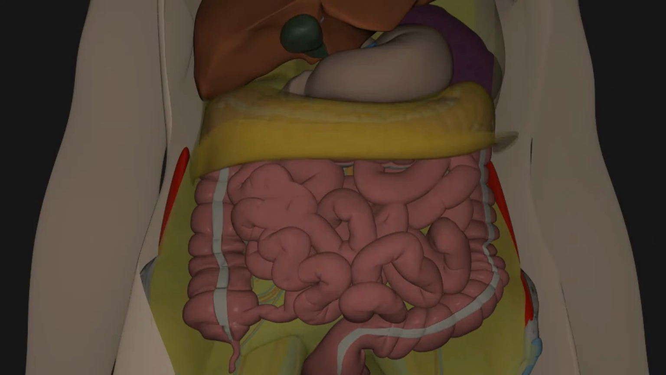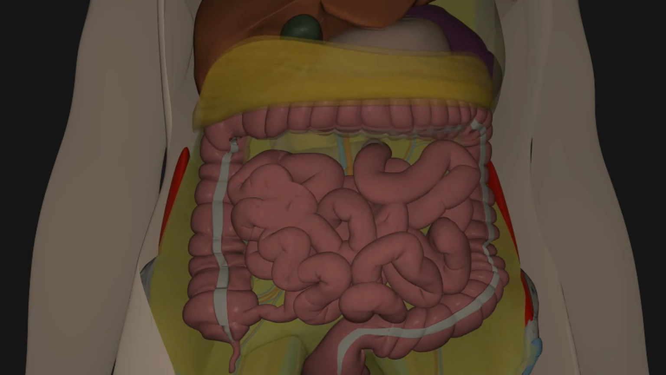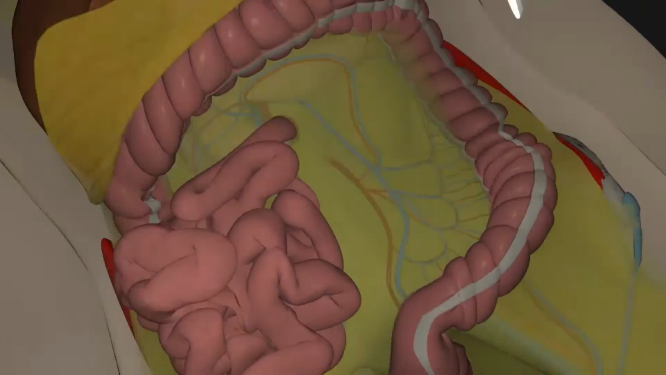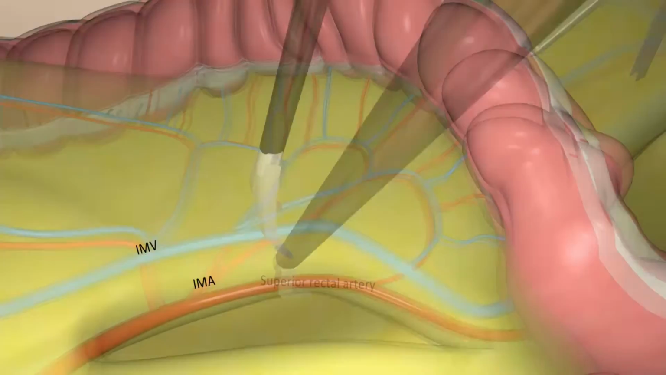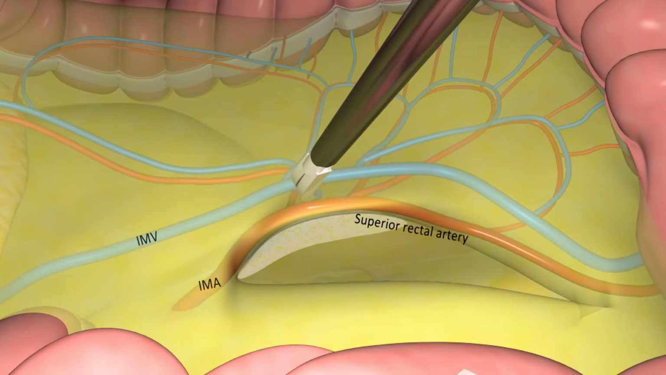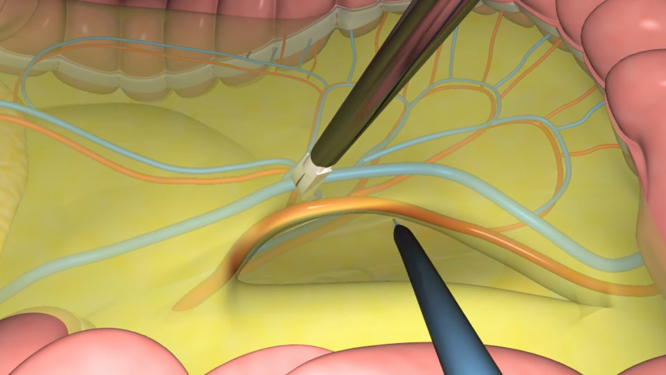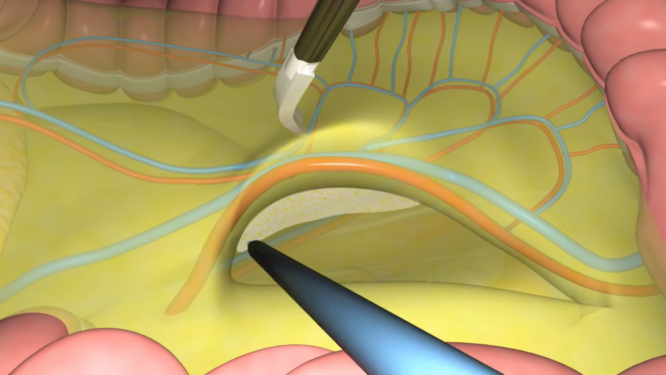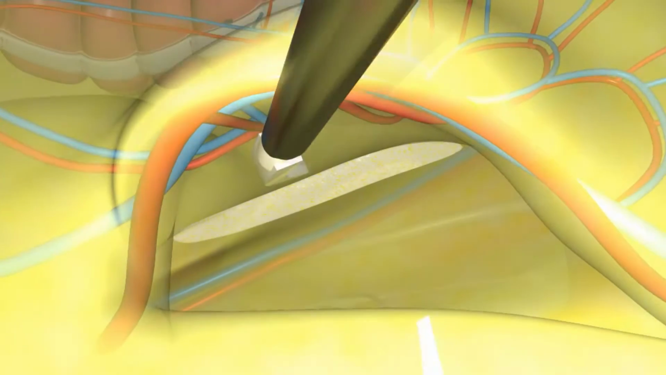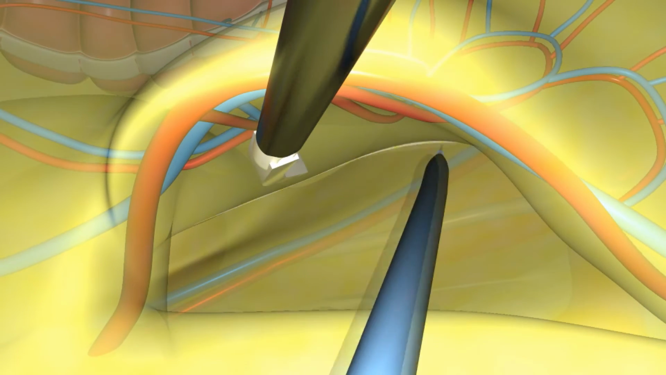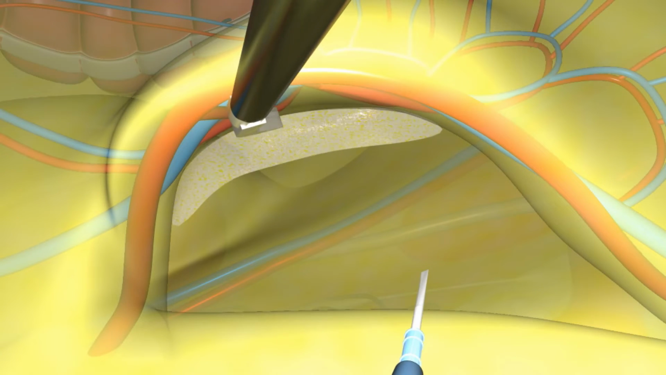The dissection plane starts with full mobilization of the left colon and the splenic flexure. In order to do that, an atraumatic bowel clamp is placed on the sigmoid mesentery at the level of the sacral promontory. The sigmoid mesocolon is then stretched up and retracted anteriorly to expose the posterior space, stretching the inferior mesenteric vessels away from the retroperitoneum.